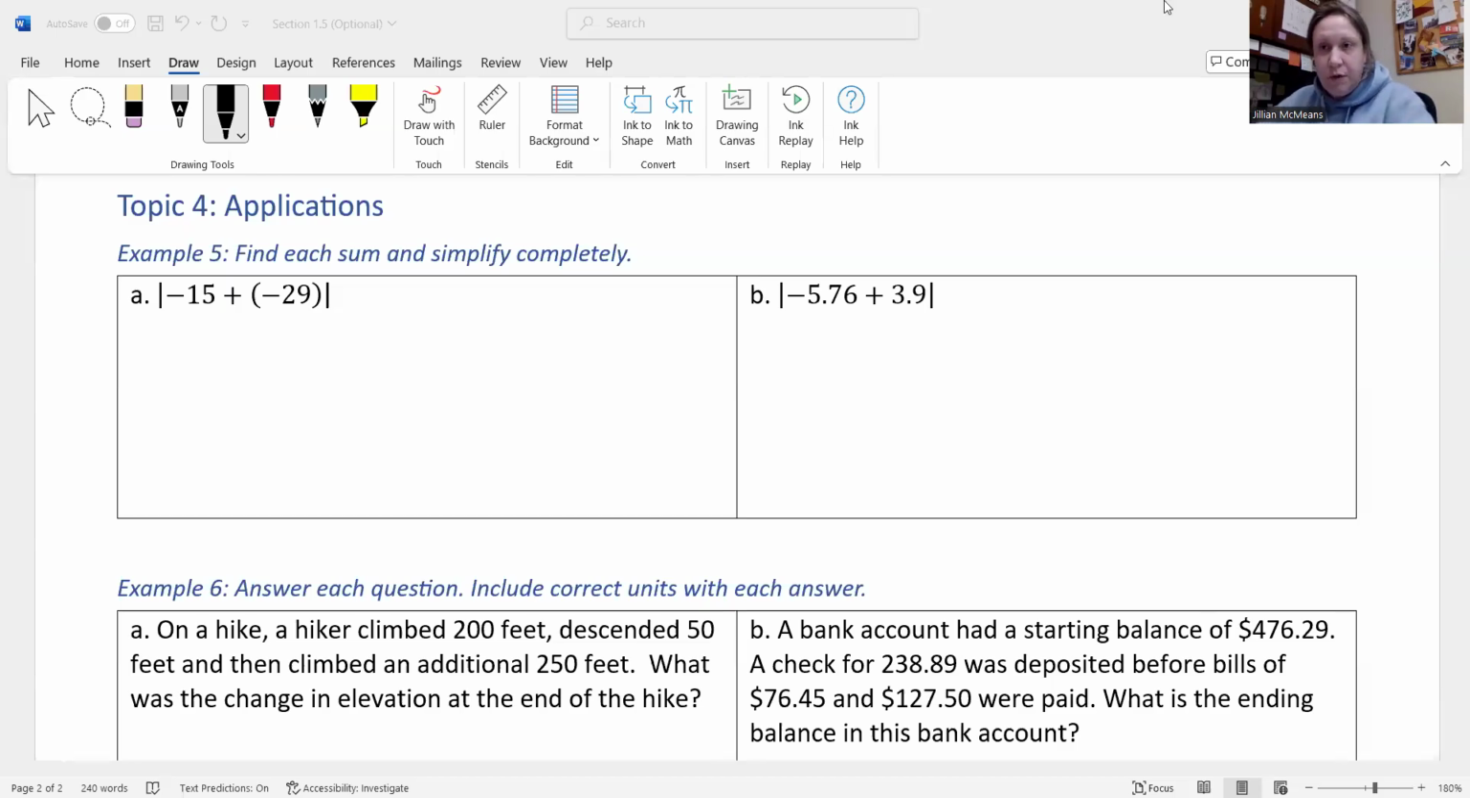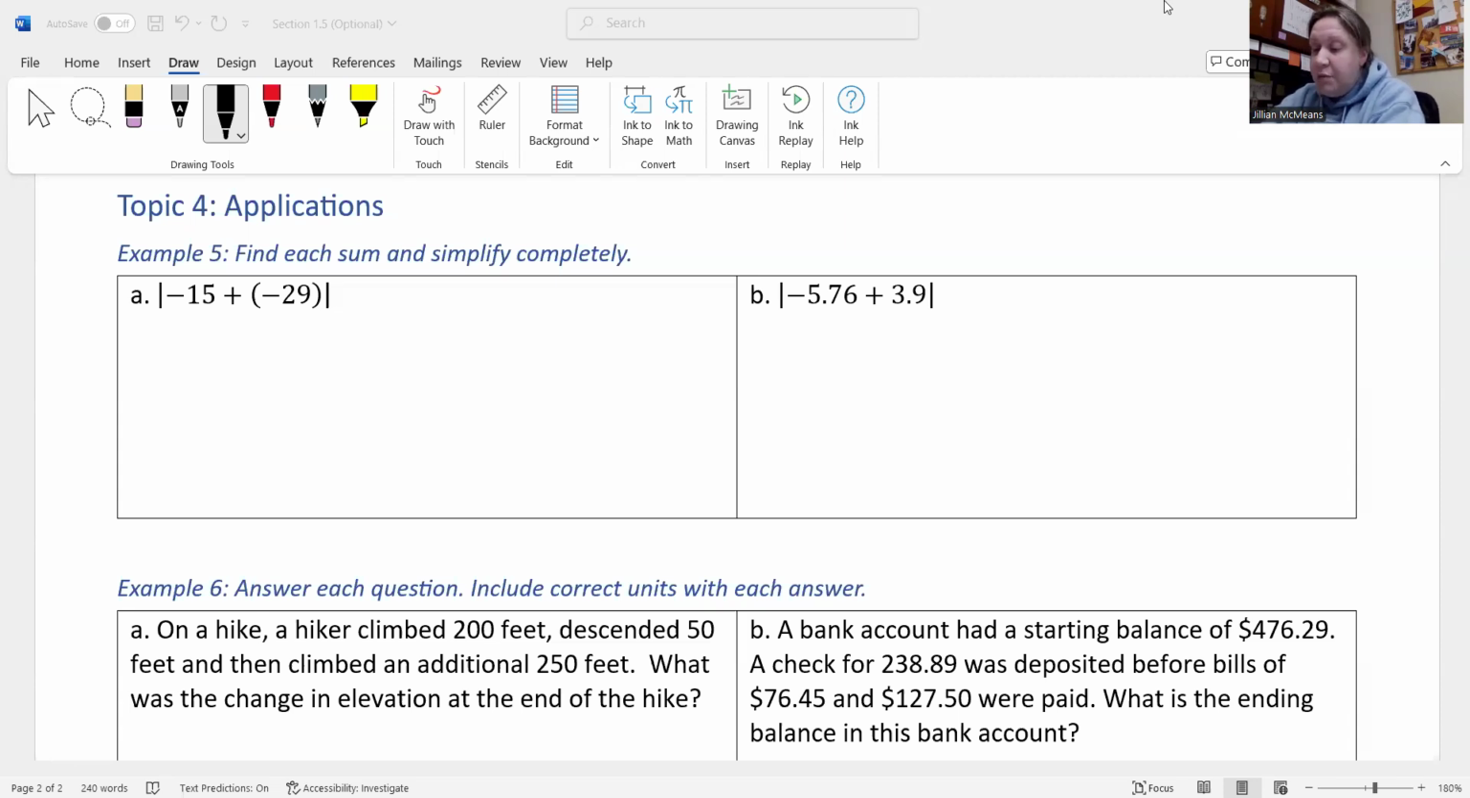Topic 4 is going to focus on different ways we can apply what we just learned about adding real numbers. So for example 5, we're going to look at absolute value. It says find each sum and simplify completely. So basically we're going to almost treat the absolute value like grouping symbols. We're going to take care of the sum that is inside the grouping symbols, or inside the absolute value bars, and then we'll apply the absolute value at the end.